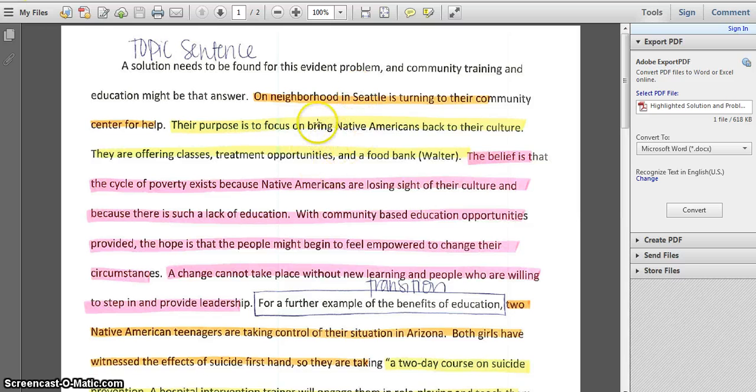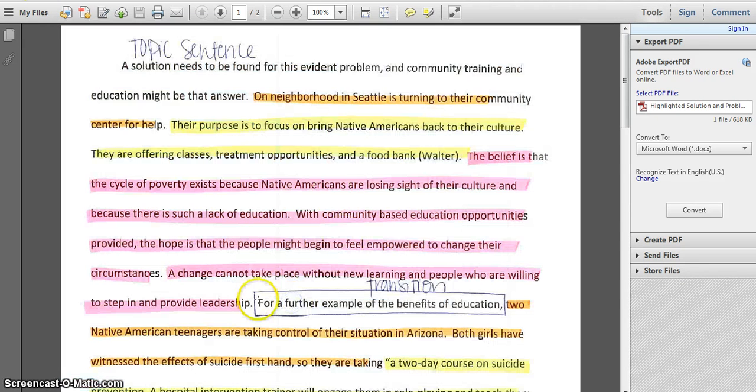So then I paraphrased what the community center is doing. Their purpose is to focus on bringing Native Americans back to their culture. They're offering classes, treatment opportunities, and a food bank. And then I explained what that would do for Native Americans in this pink section. The belief, and this is all my own words, is that the cycle of poverty exists because Native Americans are losing sight of their culture and because there is such a lack of education. With community-based education opportunities provided, the hope is that people might begin to feel empowered to change their circumstances. A change cannot take place without new learning and people who are willing to step in and provide leadership. So I really explained how this could solve the problem.